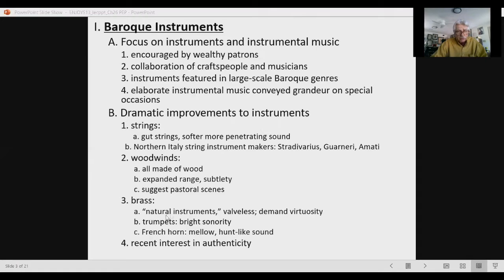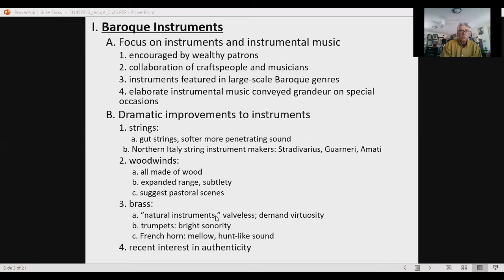And brass instruments, then, we're still using natural instruments, and you've seen me mention this and point this out in different pictures where the instruments don't have valves, so it has one length of tubing, and it's much more difficult to play different notes because you have to use the mathematics as far as changing the length of the tubing, by 1/2, 1/3, etc., and the harmonic series, basically. It says recent interest in authenticity.